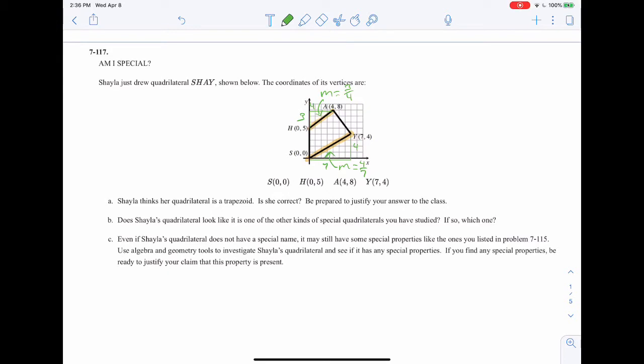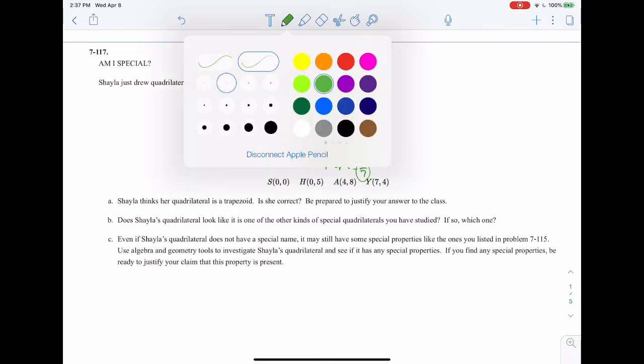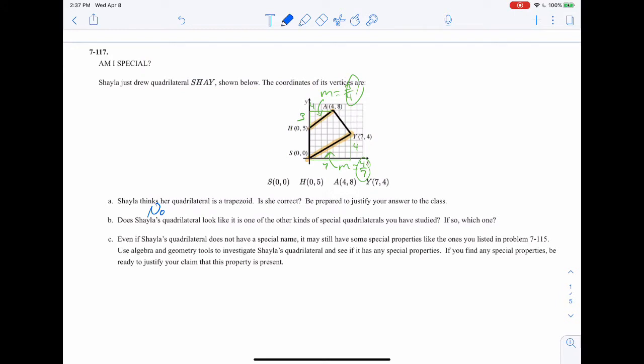In order for those lines to be parallel, these slopes would need to be the same. But since they're not, they are not parallel. And therefore, this is not a trapezoid, because it does not meet the definition. Opposite sides are not parallel.